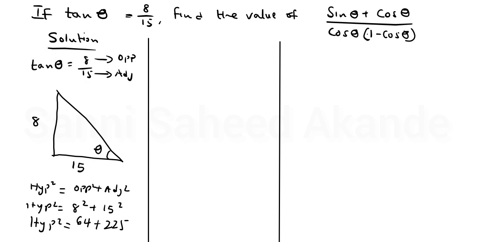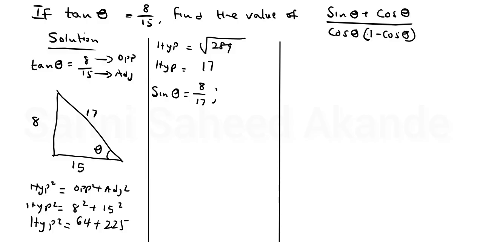And we continue, we get our hypotenuse to be equal to the square root of 64 plus 225, that will be 289. And the square root of 289 will be 17. So the hypotenuse here now is what? 17. All right. So from this diagram, you will all agree with me that sin theta will be equal to opposite over hypotenuse, which is 8 over 17, and also cos theta will be equal to adjacent over hypotenuse, which is 15 divided by 17.